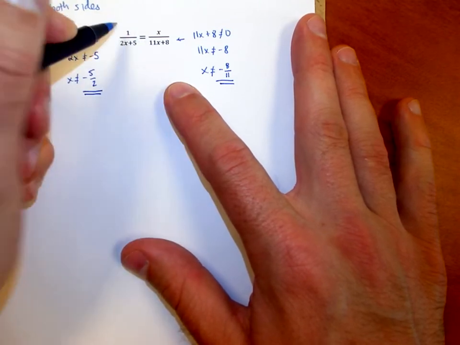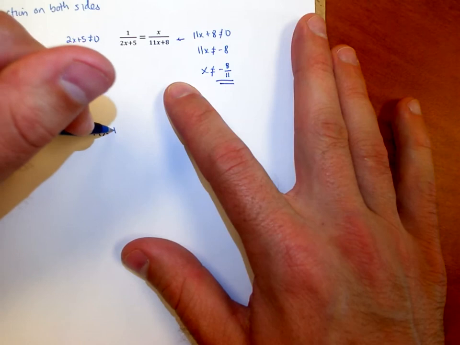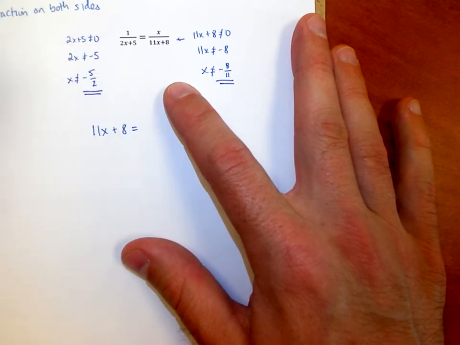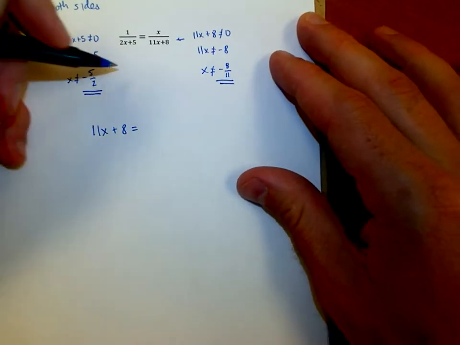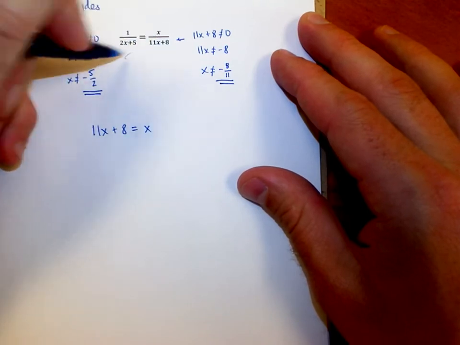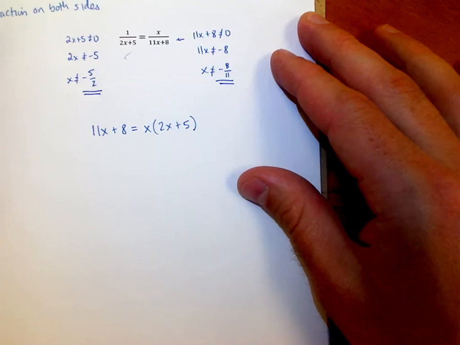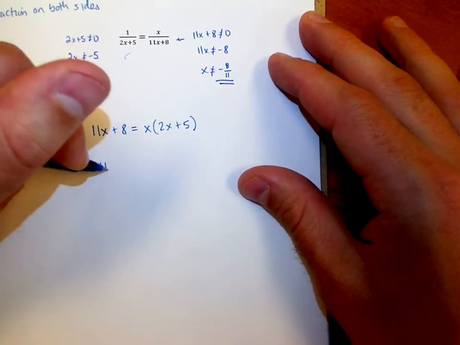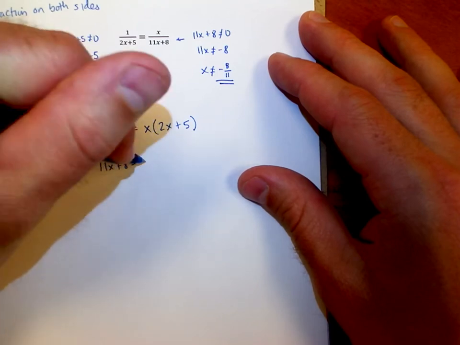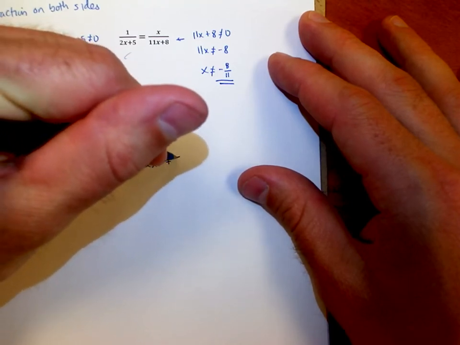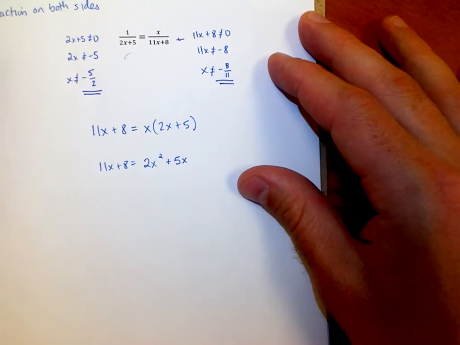So time to cross multiply. I'm going to take 1 times 11x plus 8. Well, that's pretty simple. That's just 11x plus 8. And the right-hand side becomes a little bit more difficult because now I have x times 2x plus 5. You might see what's going to happen here. When I distribute out the x, I'm going to end up with an x squared, aren't I? So I have 11x plus 8 is equal to 2x squared plus 5x.